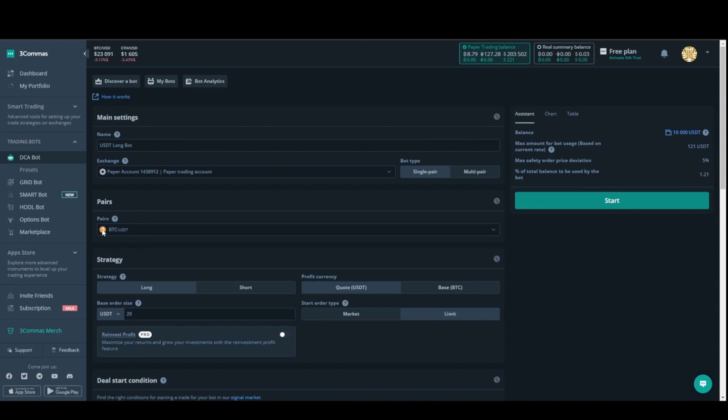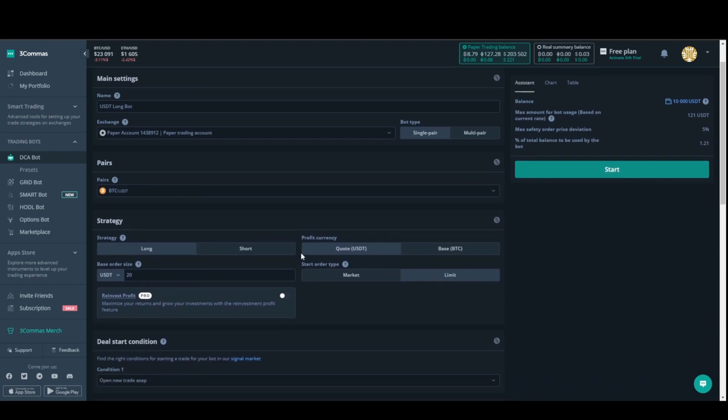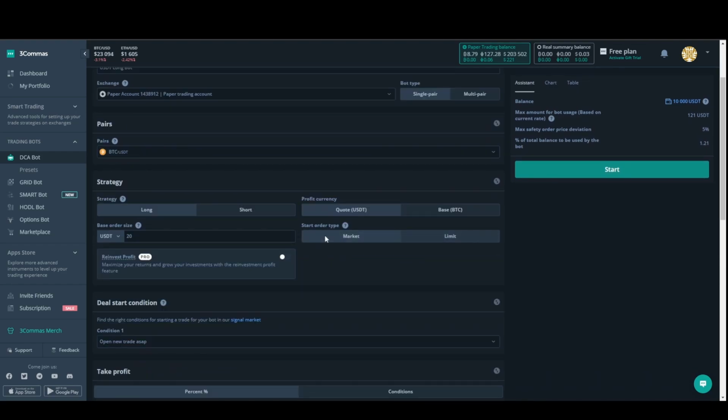We're using the pair BTC to USDT, and we're going to choose long, of course. We're going to choose the market order. If I had like $10,000, then I would go for a limit order. But I do have $10,000 in fake money, so we'll go for market for now. It's just easier.